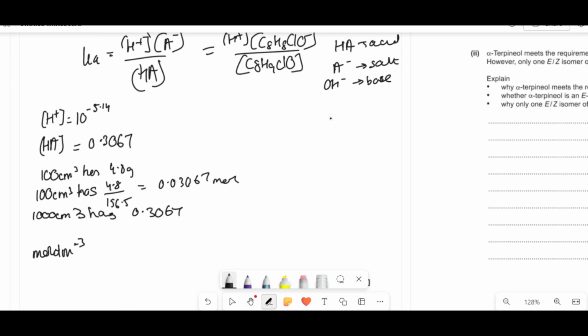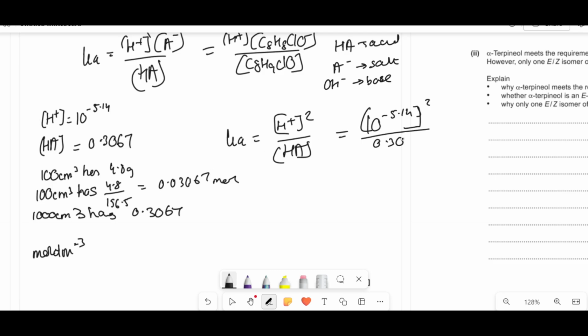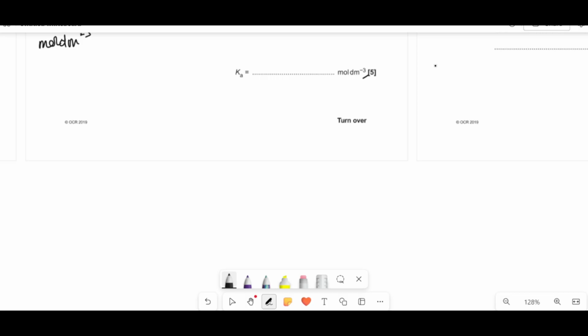So because this has only got weak acid and there's no mention of a salt in it, that must mean that Ka actually just equals H+ squared over HA instead, which would be 10 to the minus 5.14 all squared over the HA we just worked out, 0.3067. If we do that, we get 1.71 times 10 to the minus 10, and then we want the units as well. So it's mole per decimeter cubed squared over mole per decimeter cubed, mol dm minus 3. There you go. Oh, actually, they've given it there. Whoops. Well, there you go.